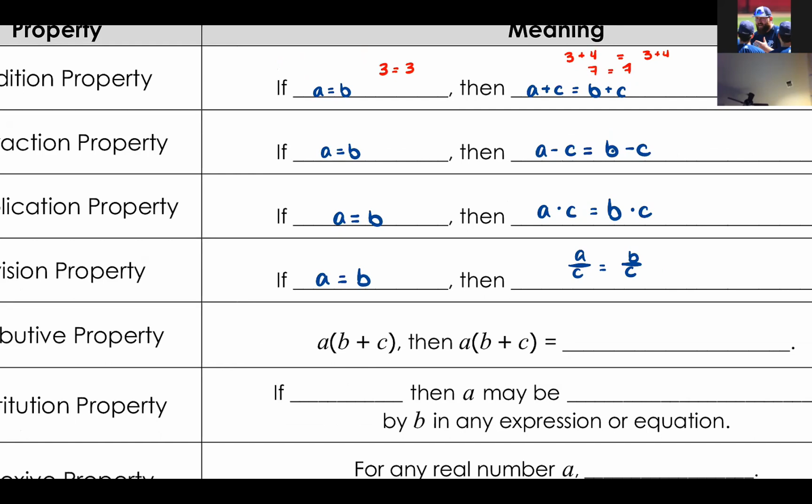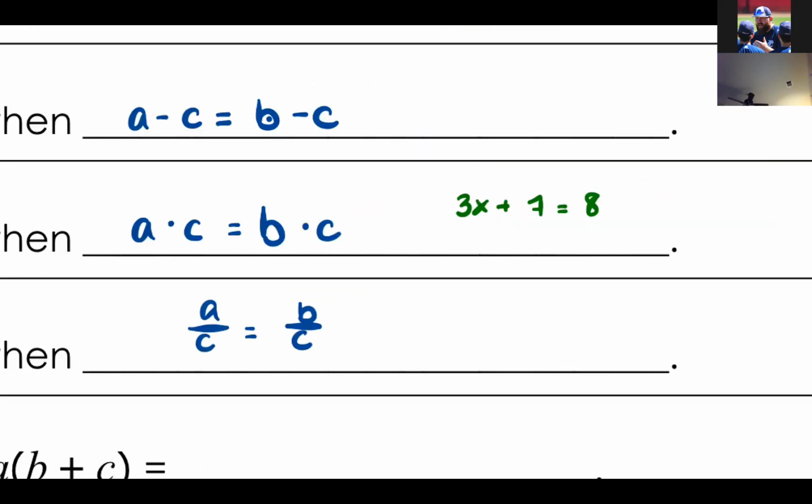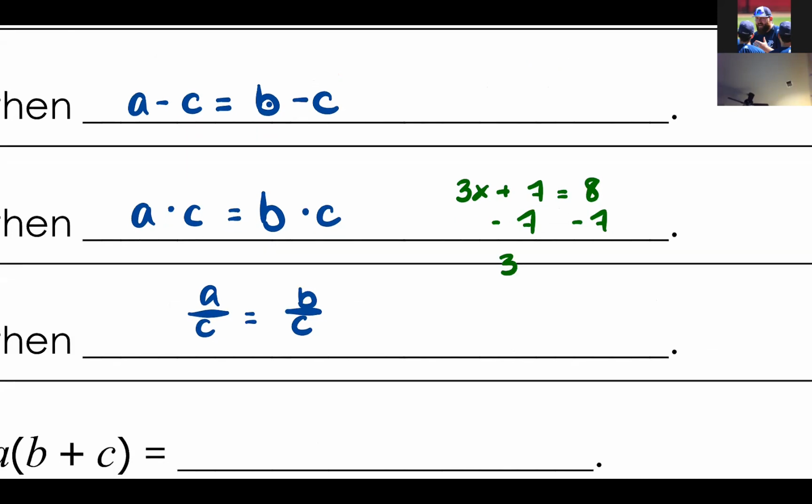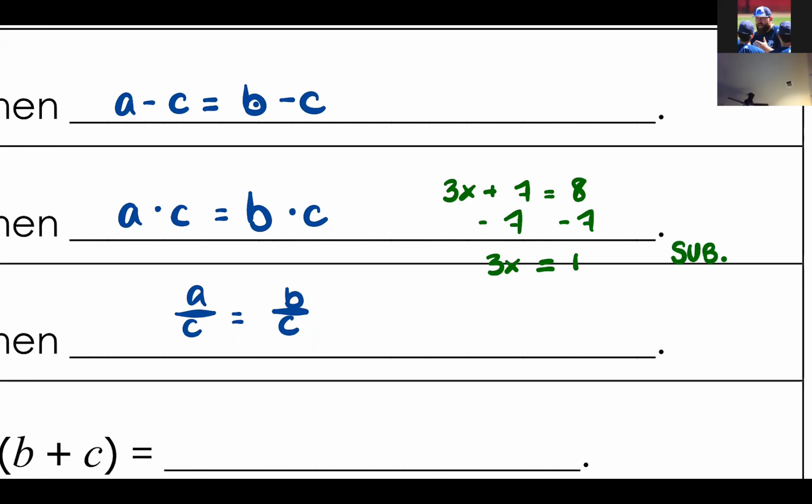So if you guys had a basic 3x plus 7 equals 8, okay, what would we do first? If we're solving for x, a little bit of participation makes this go faster and less awkward. We'd subtract 7 from both sides. So which property of equality did we just use? The subtraction property. Good. So 3x equals 1, and we would say that was the subtraction property. All right?